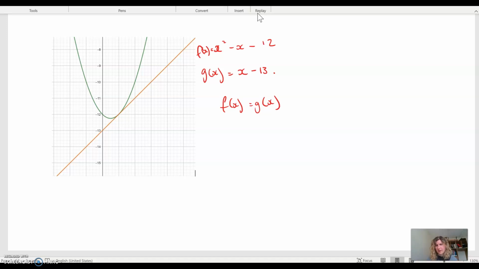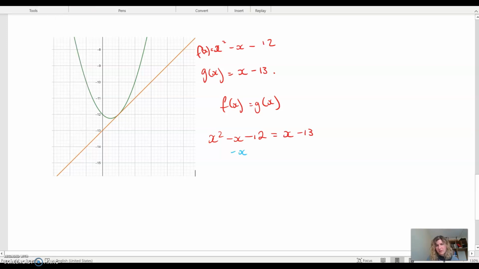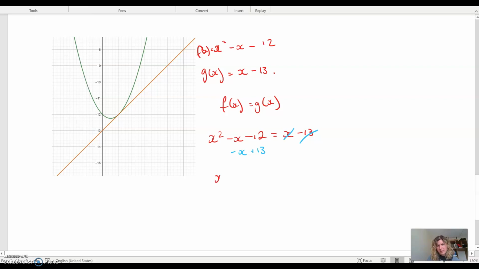I think you should, and I think that really emphasizes the fact that you're finding a point of intersection. So you get x squared minus x minus 12 equals x minus 13, and again we're going to want to take away x and add 13. We end up with x squared minus 2x plus 1 equals 0.